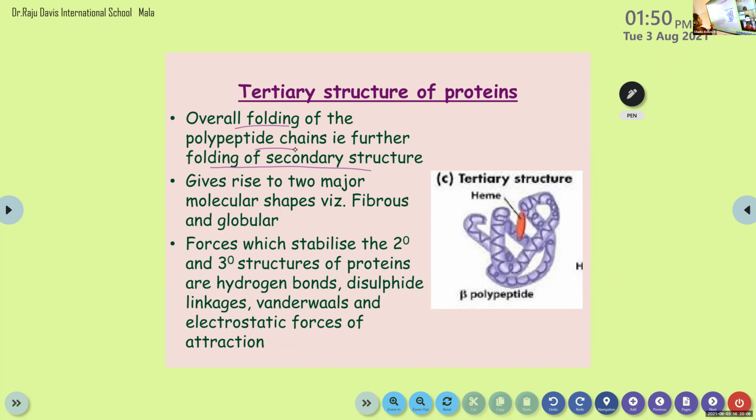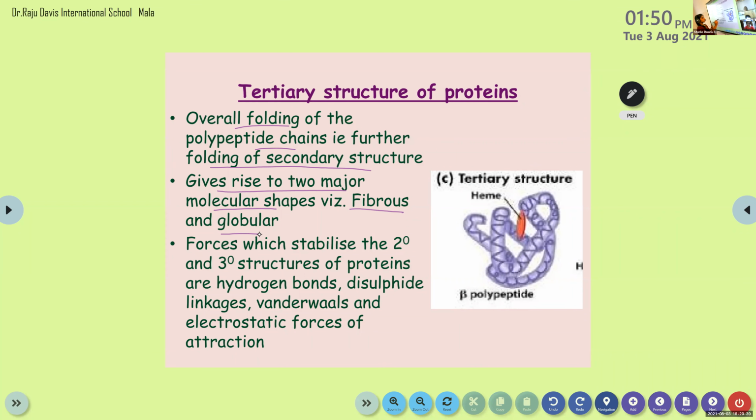Clear? Overall folding of the polypeptide chains, that is further folding of secondary structure, will give tertiary structure of proteins. It gives rise to two major molecular shapes, fibrous and globular. We learned about two types, right? So from the tertiary structure we can distinguish fibrous protein and globular protein.